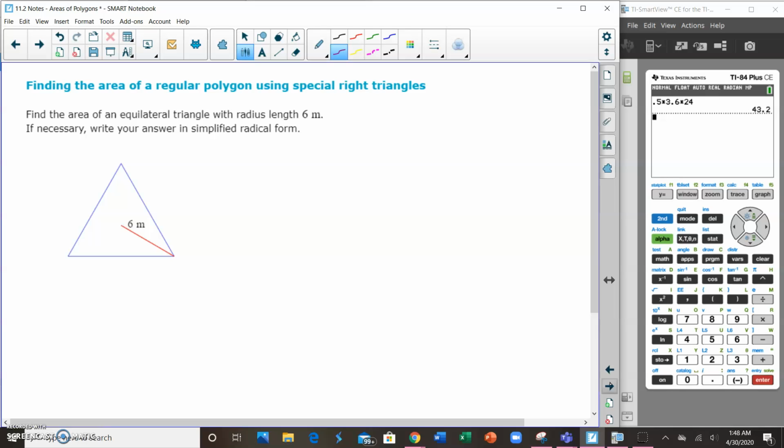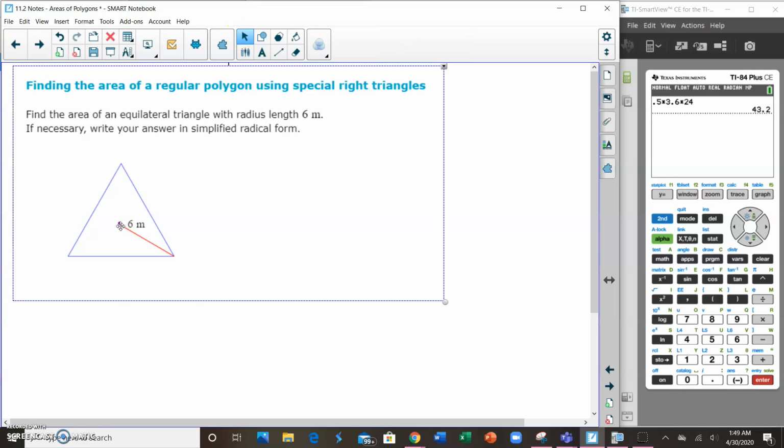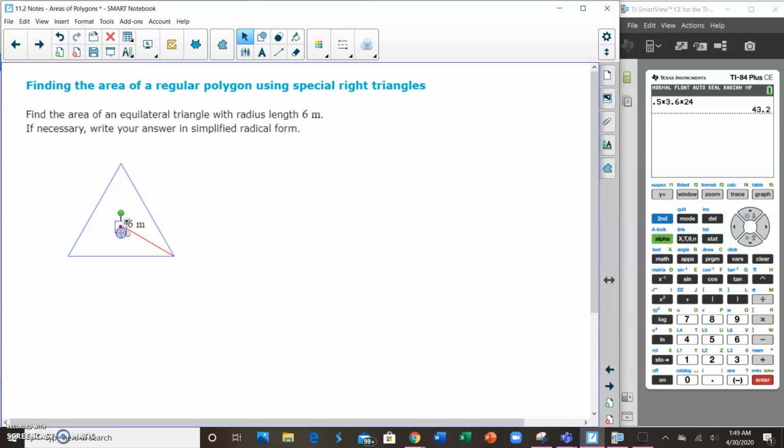All right, now these get a little bit more difficult because we don't have the height of the triangle. So this is a triangle. We just do 1/2 times the base times the height, but we don't have the height of the triangle. We have the radius of the triangle. Okay, that dot from the center out is called the radius of the triangle. So how are we going to figure that out? Okay, so we're still going to divide the triangle up into 3 triangles.